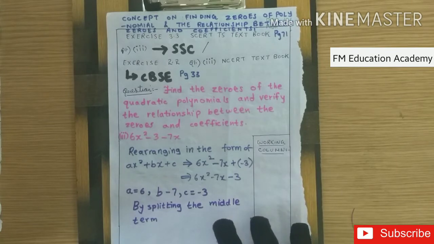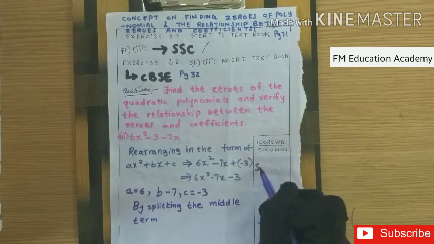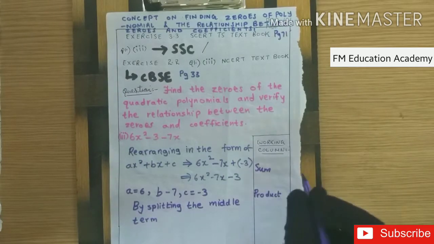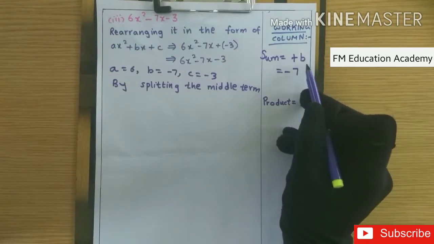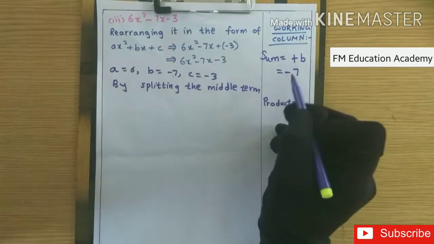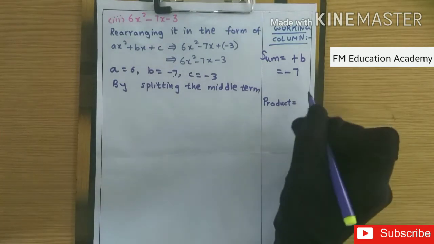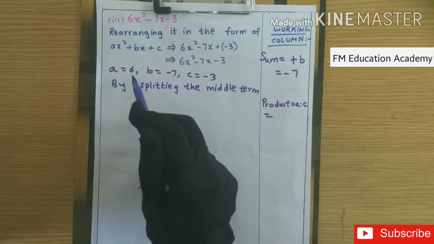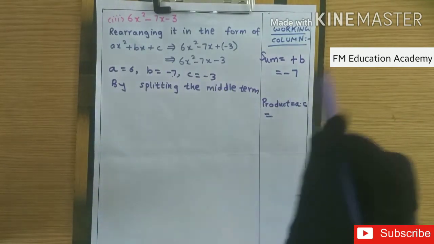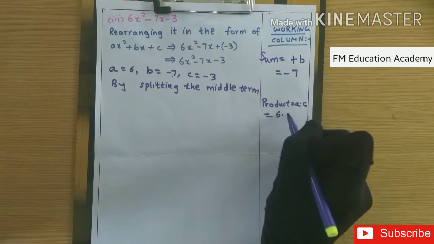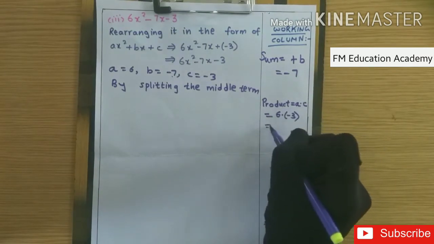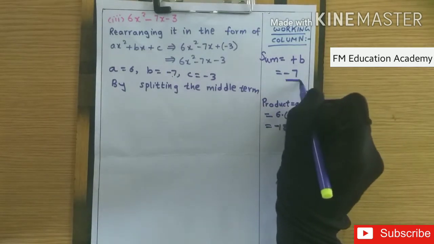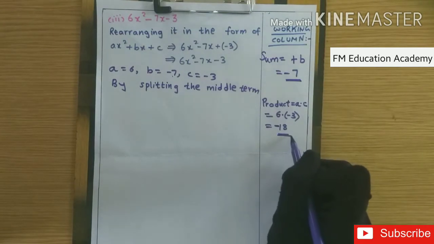Then what you have to do is find the sum and product. How will you find the sum and product? Sum will always be b. What is b here? b is minus 7, so the sum is minus 7. And the product will always be a coefficient into c coefficient. What is the a coefficient given to me? 6. And what is the c coefficient given to me? Minus 3. So a coefficient into c coefficient means 6 into minus 3. 6 3s are 18 and minus into plus is minus. So what did I get? I got sum as minus 7 and product as minus 18.